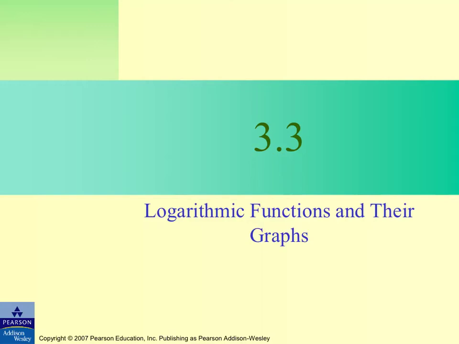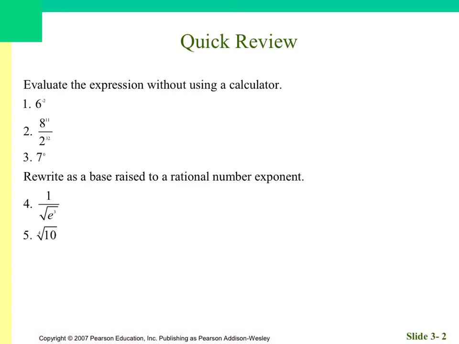Alright guys, today's goal: the learner will understand logarithmic functions and their graphs. So, a quick review. Evaluate the expression without using a calculator. Well, that's like 1 over 6 squared, because remember you move it down to make it positive. If you switch from numerator to denominator, or denominator to numerator, it changes the sign. So that would be 1 over 36.